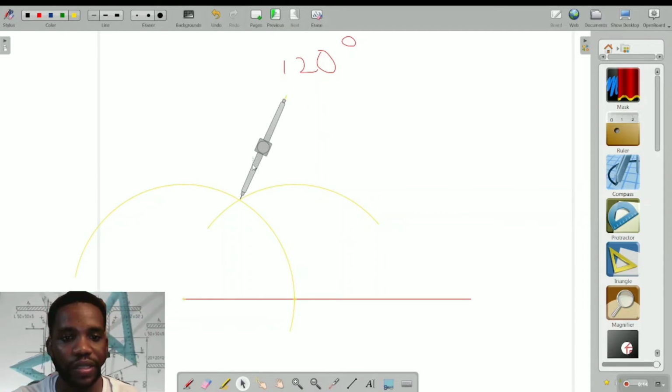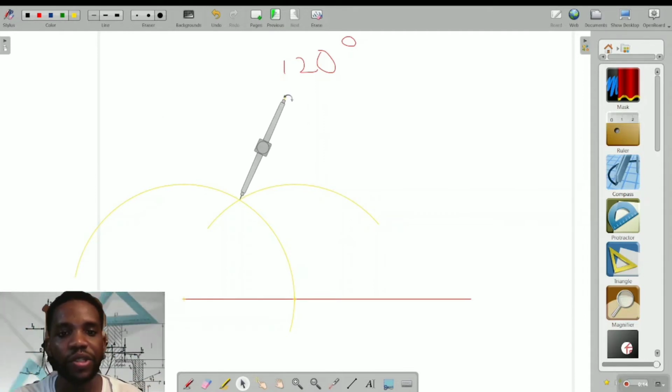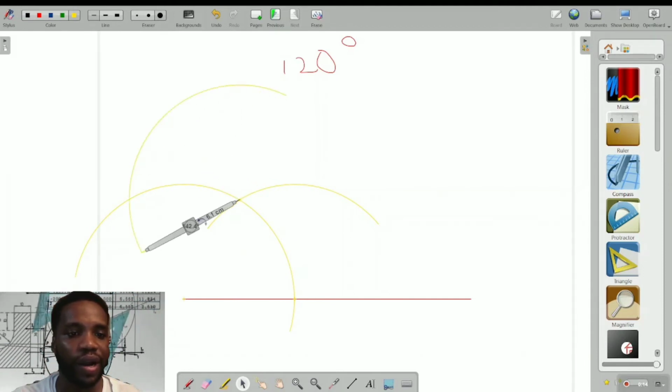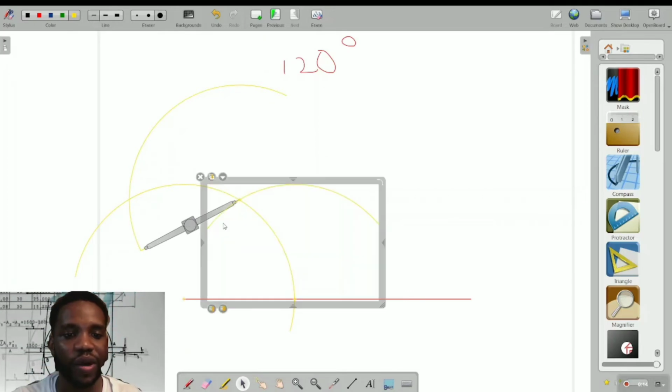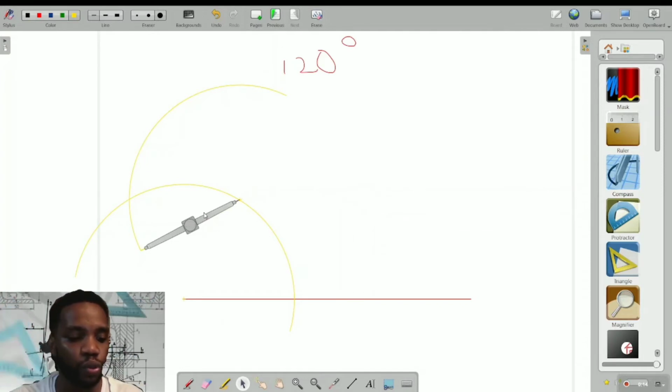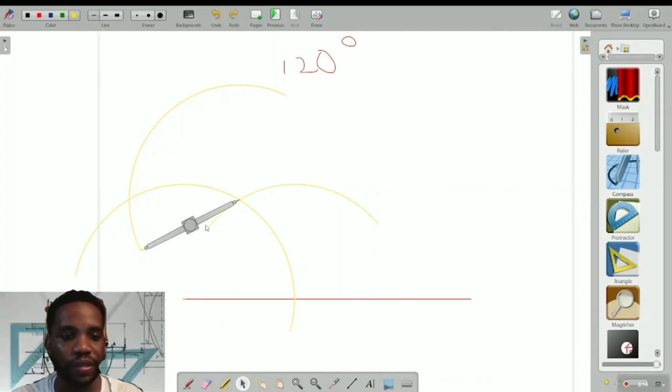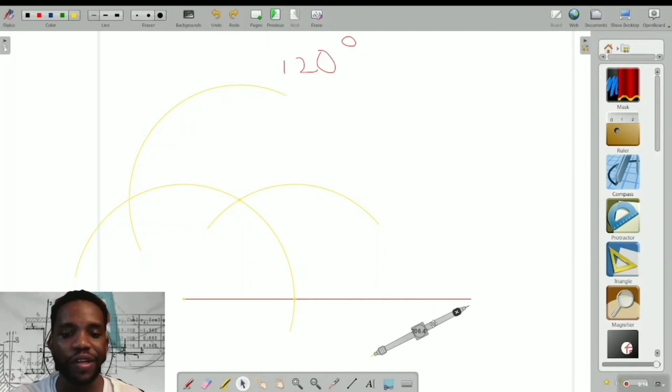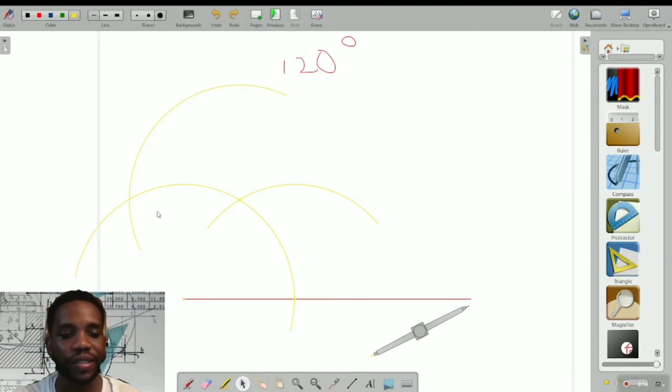Right there, dead in the spot. And I'm going to swing an arc again, cutting the arc that I had before. Now I have a 120, because what I have here is a combination of two. Alright, so I'll put it back there. What I have here is a combination of 60 and 60, and of course 60 plus 60 is 120.